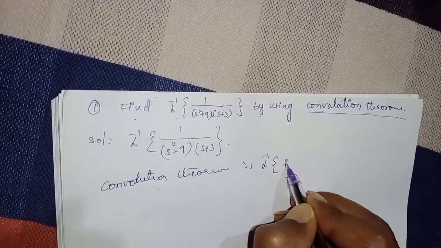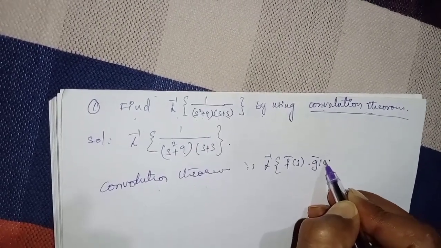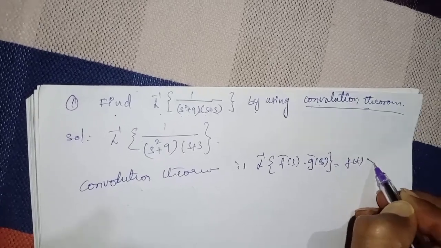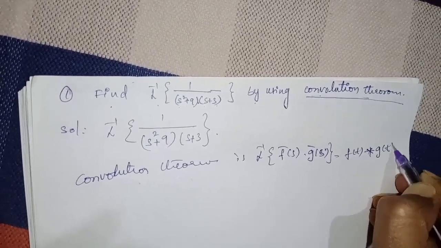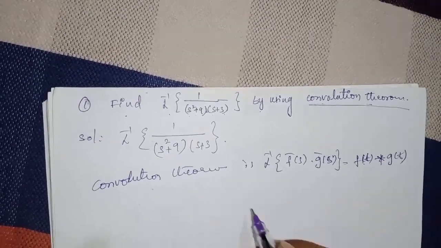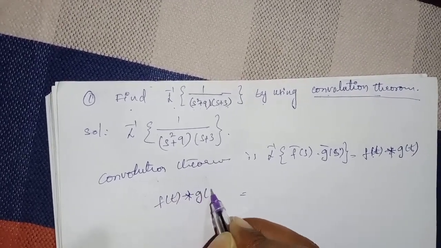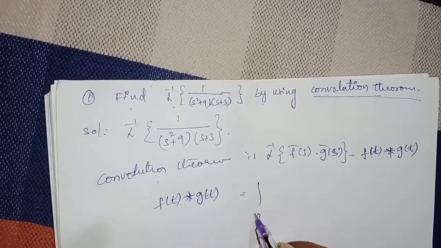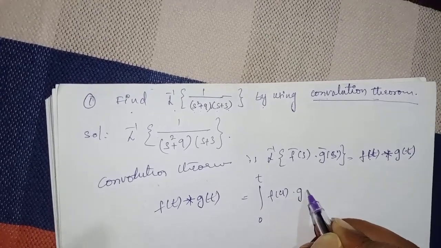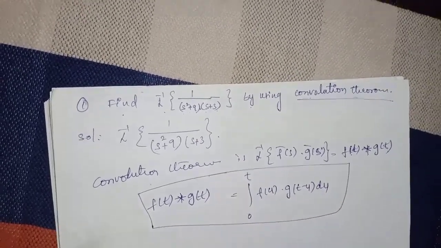L inverse of f bar s into g bar s is equal to f of t convolution into g of t. This is the convolution. So f of t convolution g of t. Formula is f of t convolution of g of t is equal to integral 0 to t f of u into g of t minus u du. This is the convolution formula.